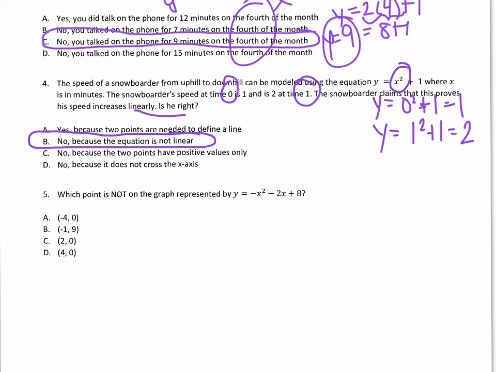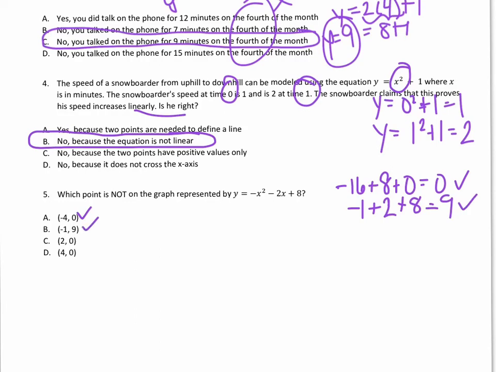Number 5, which point is not on the graph represented here? We're just going to go ahead and substitute them in. Negative 4 times negative 4 is 16, and it's a negative in front of it. And negative 4 times negative 2 is 8, plus 8, and that does equal 0. So the first one is correct. Number 2, negative 1 times negative 1 is 1 with a negative sign. Negative 1 times negative 2 is positive 2. And then I have plus 8. Negative 1 plus 2 plus 8 is 9, which is correct.